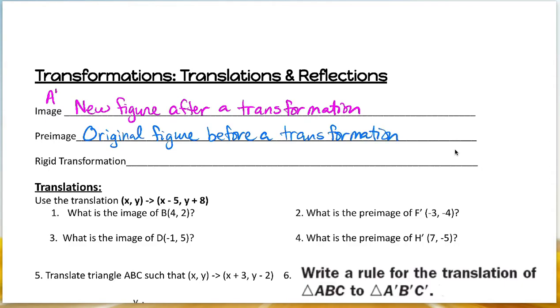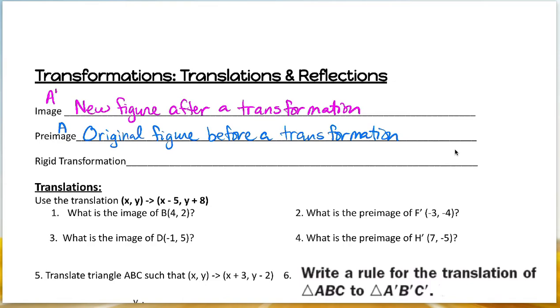And sometimes we will give you the new figure and ask you to come up with the coordinates of the original figure. So we would ask for the pre-image. The pre-image is the original, so it would just be point A versus point A prime.